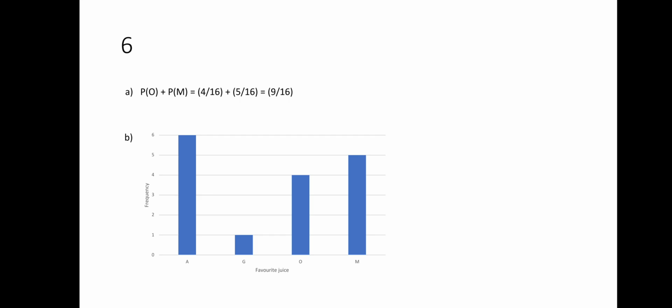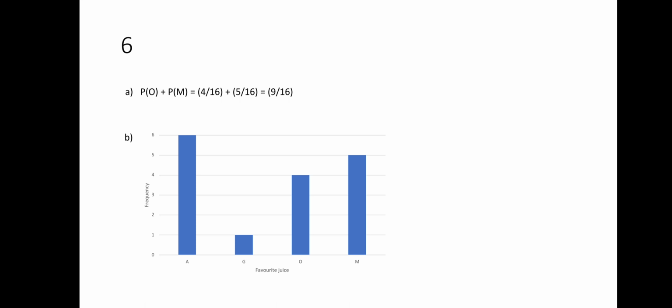6b, on the grid, draw a bar chart to represent the results. So it should look something like this. The main things to look out for to get 3 out of 3 for this question. One is you need to make sure that the axes are labeled, and these should reflect the titles in the table that's given in the question. So on the horizontal axis, the label should be favorite juice, and on the vertical axis, the axis should be labeled as frequency.